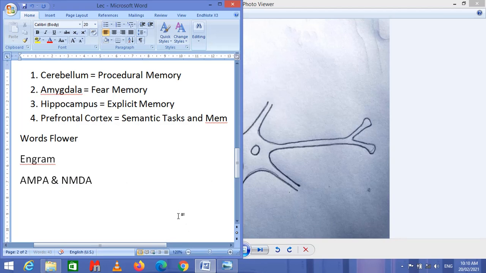Long-term potentiation is a very important phenomenon for memory inside the brain. Long-term potentiation.